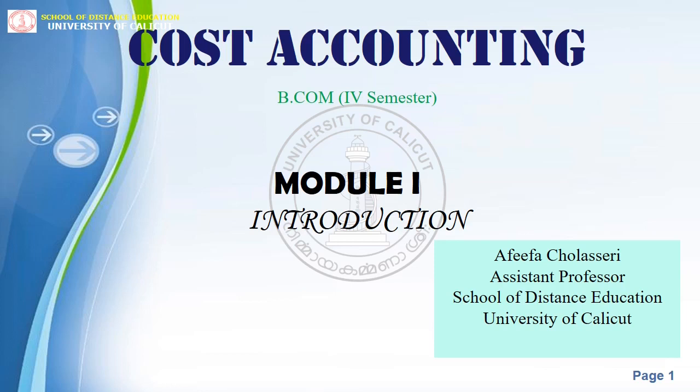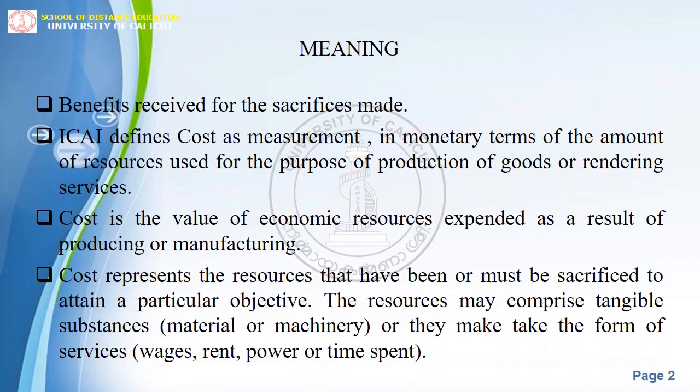Module 1, Introduction. Cost is incurred when a resource is used for some purpose. In other words, a firm incurs a cost when it uses a resource for some purpose. Cost represents the resources that have been or must be sacrificed to attain a particular objective.